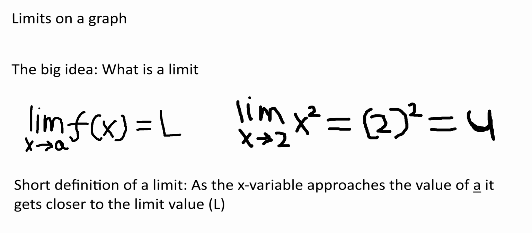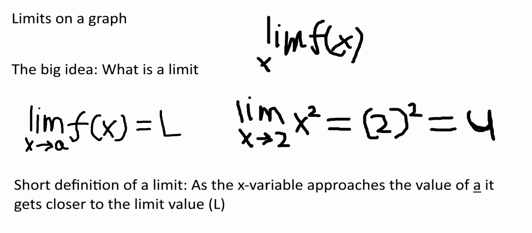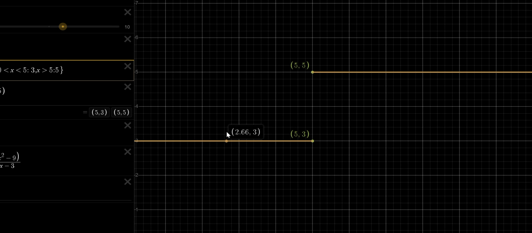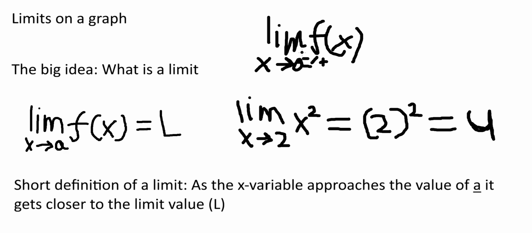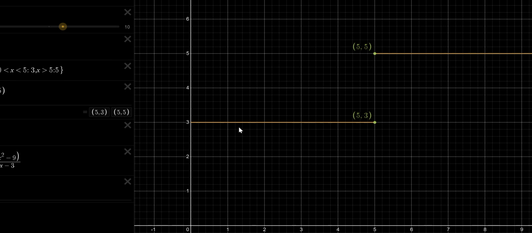So if you want it to be perfect, you would have to take the limit of f of x as x is approaching a from either the negative or the positive side. We're going to go with the negative side first. So basically, if you're approaching from the negative side, you're approaching from this side.